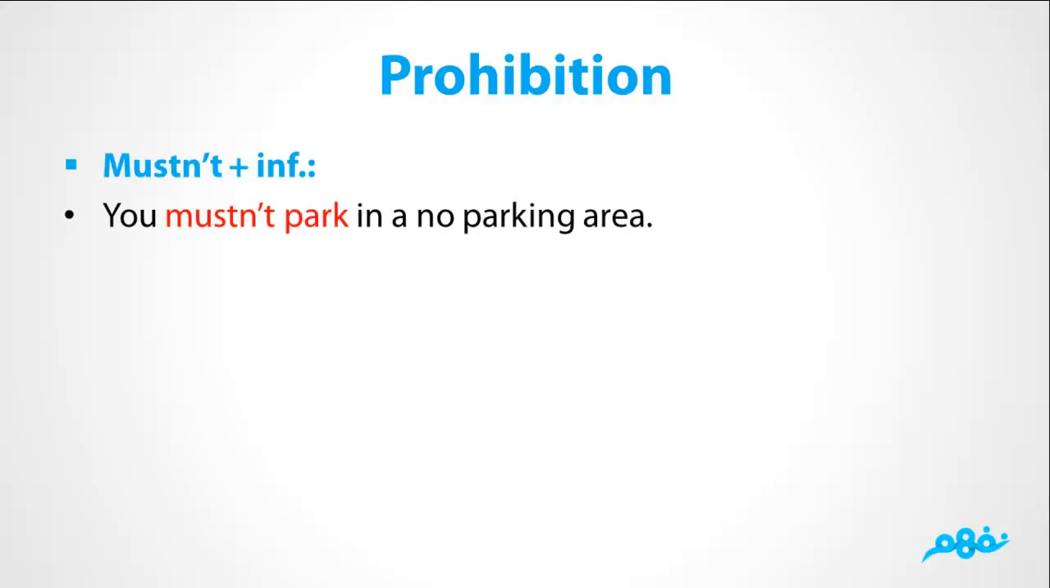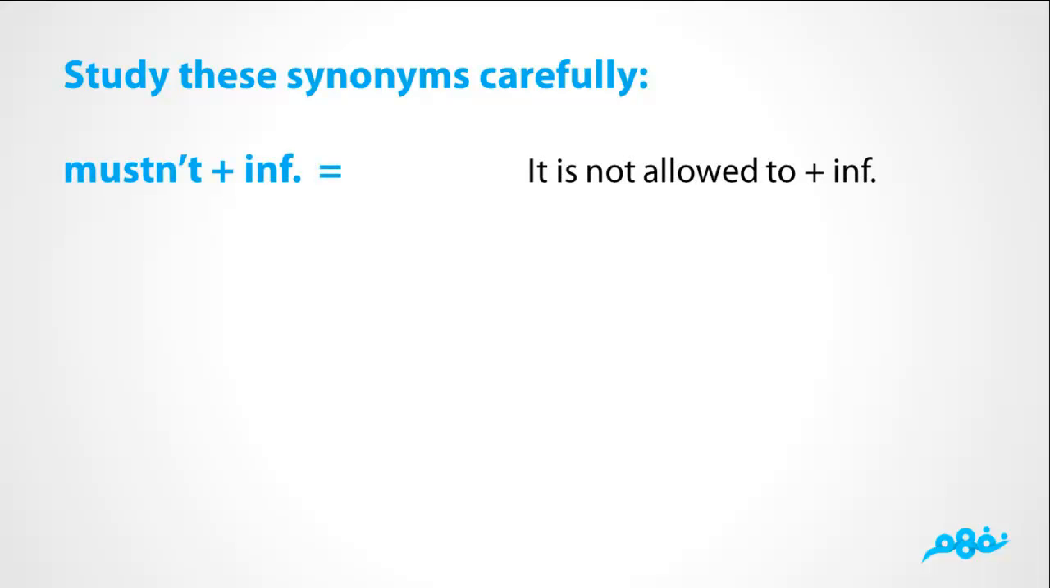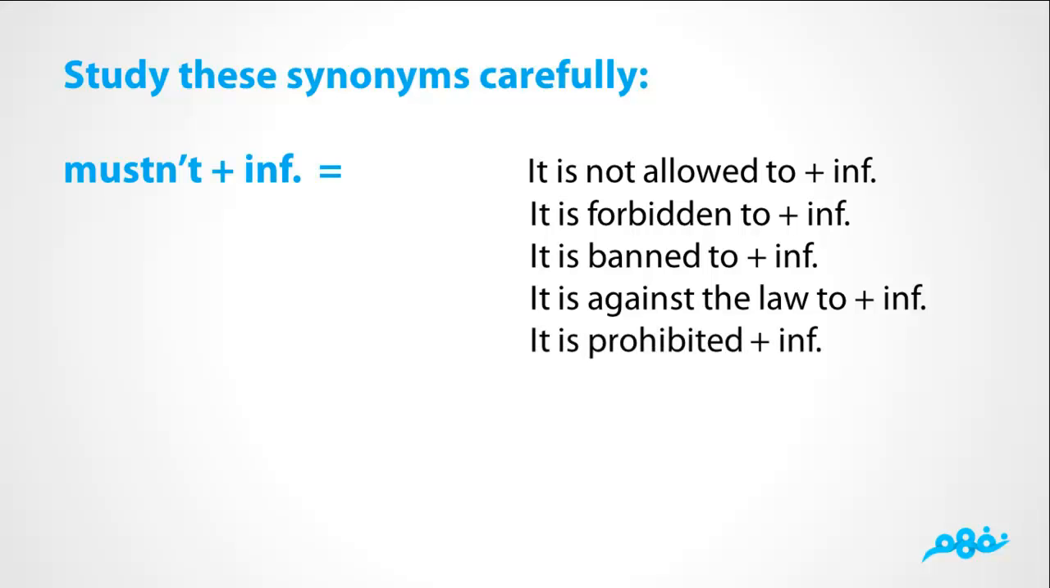Prohibition. To express prohibition when something is prohibited or forbidden, we use mustn't plus the infinitive. You mustn't park in a no parking area. You mustn't smoke in hospitals. Study these synonyms carefully. Mustn't equals it's not allowed to, it's forbidden to, it's banned to, it's against the law to, it's prohibited.